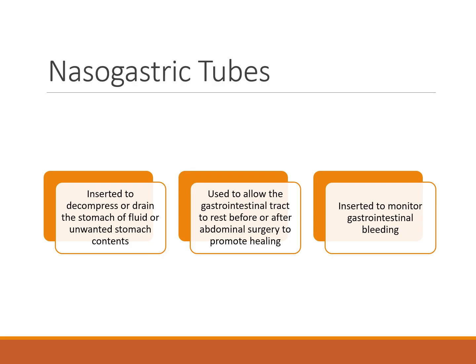They're commonly used to decompress the stomach in case of a paralytic ileus, which is when you have absence of bowel sounds and peristalsis is not happening, or there's an internal obstruction. You can use it to drain unwanted contents such as poison or excess fluid. They use NG tubes to rest the GI tract before or after surgery.